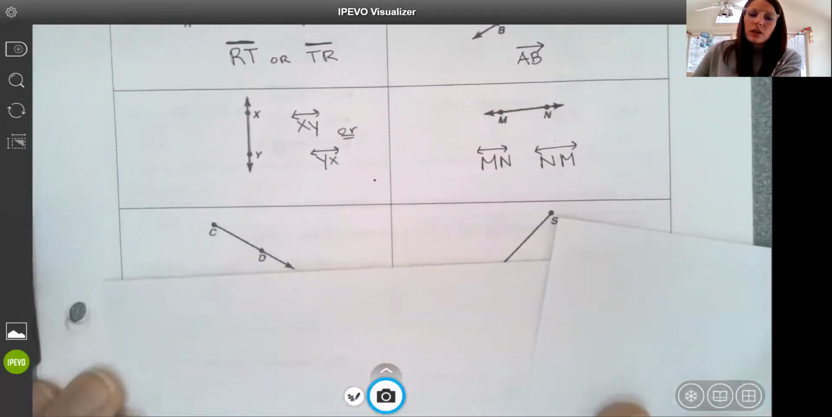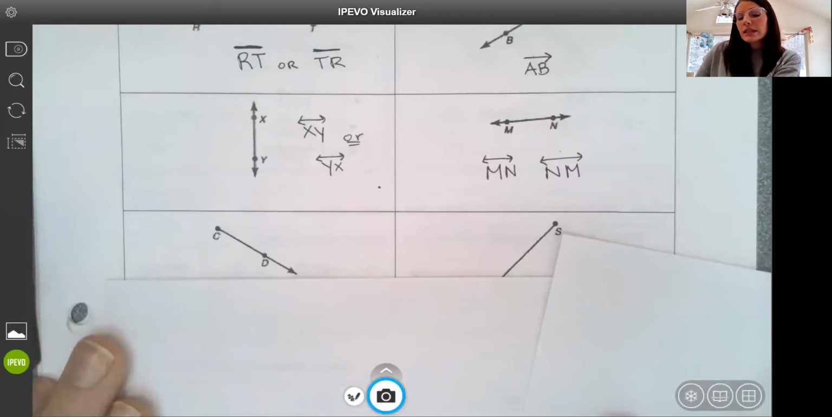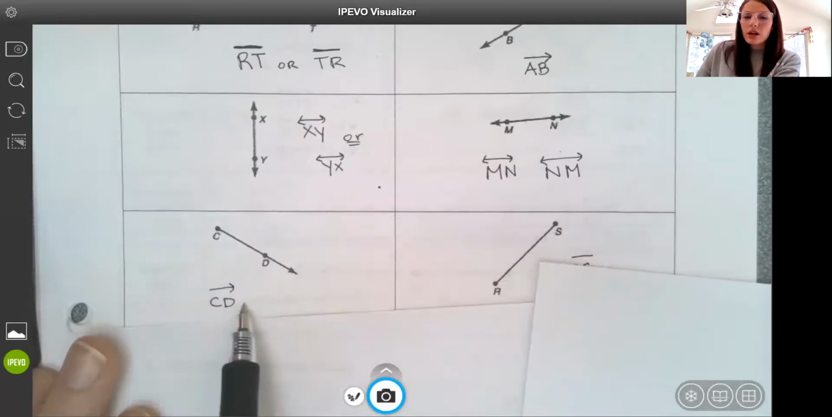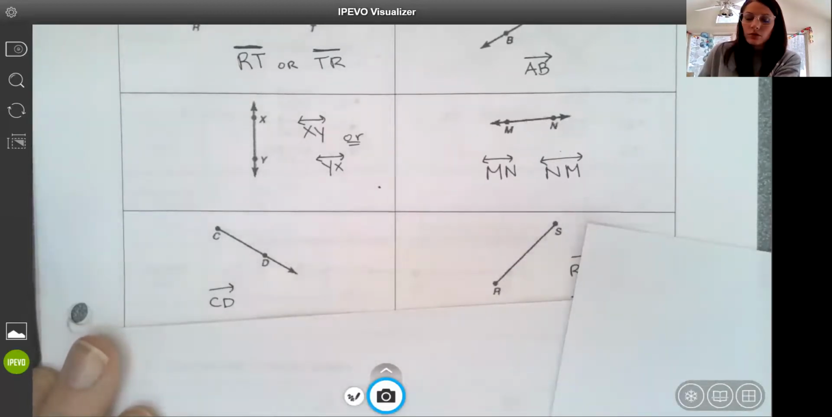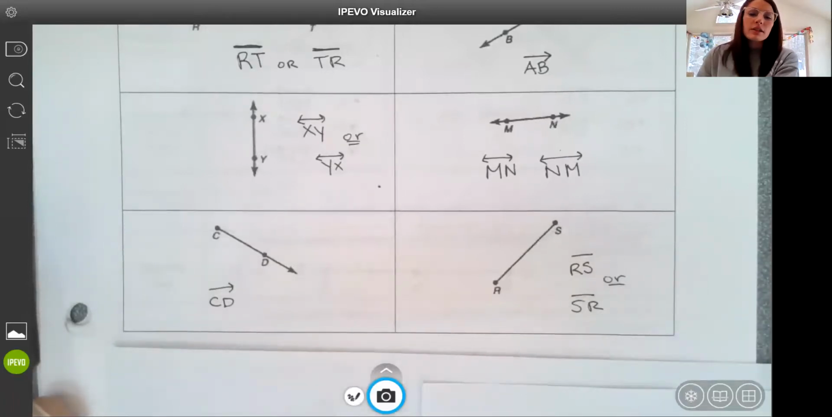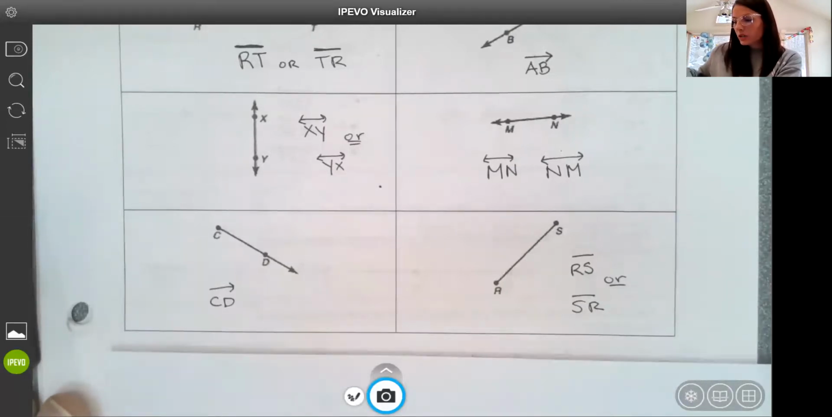The last two here, this is a ray. Is it ray CD or is it ray DC? CD, yeah, it has to go point through arrow. DC would be an incorrect response. And our last one is a segment, so it can be RS or SR. But it's specific. You have to get used to writing things that particular way or else you'll lose points there.